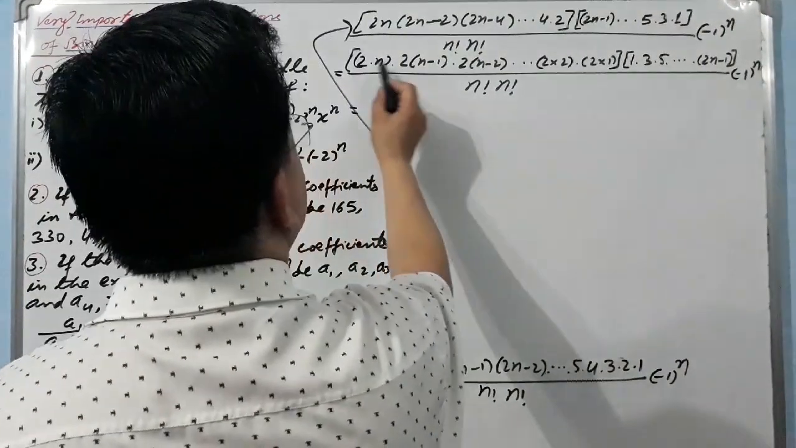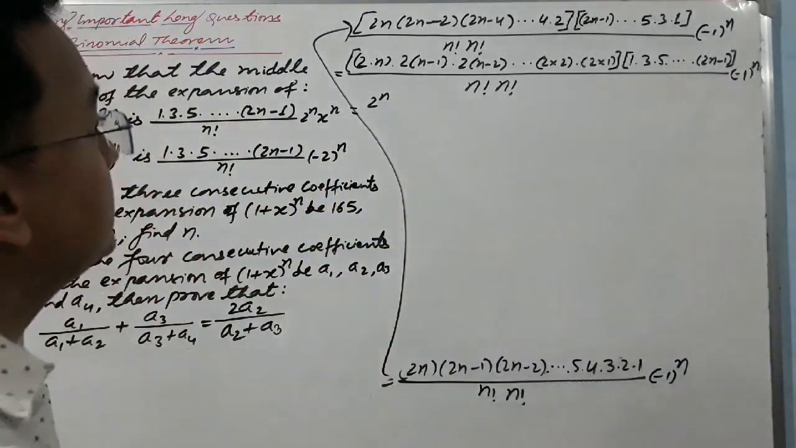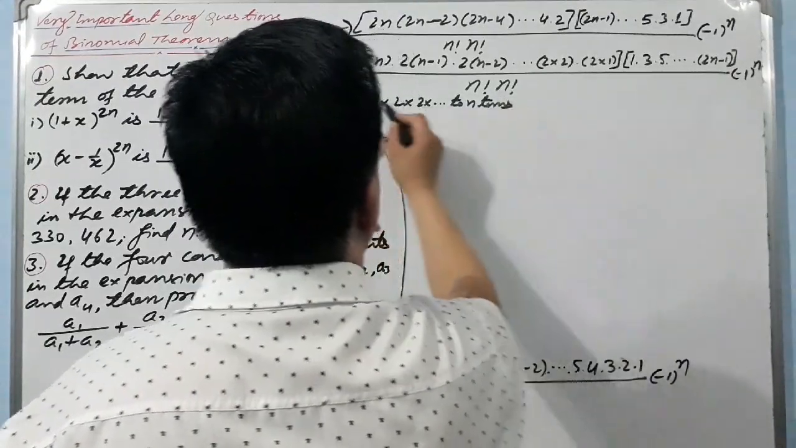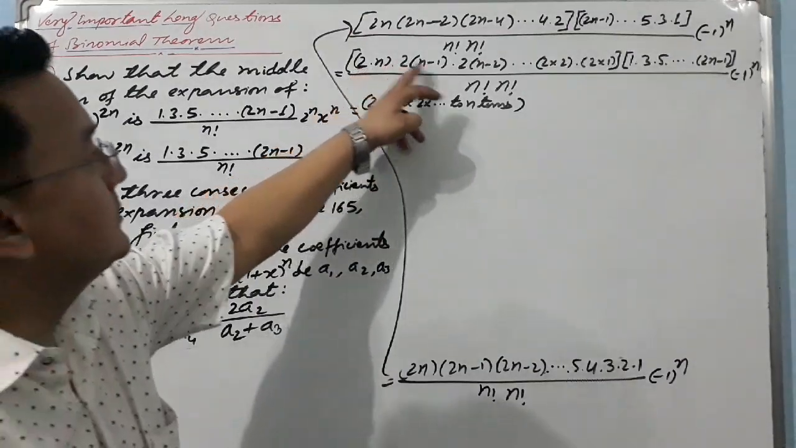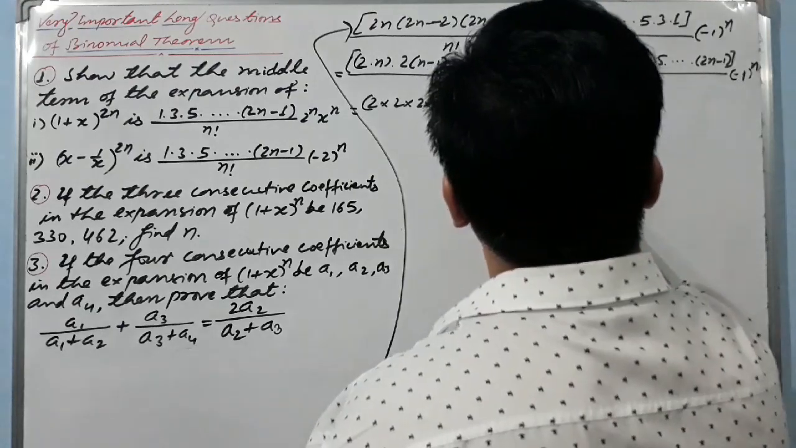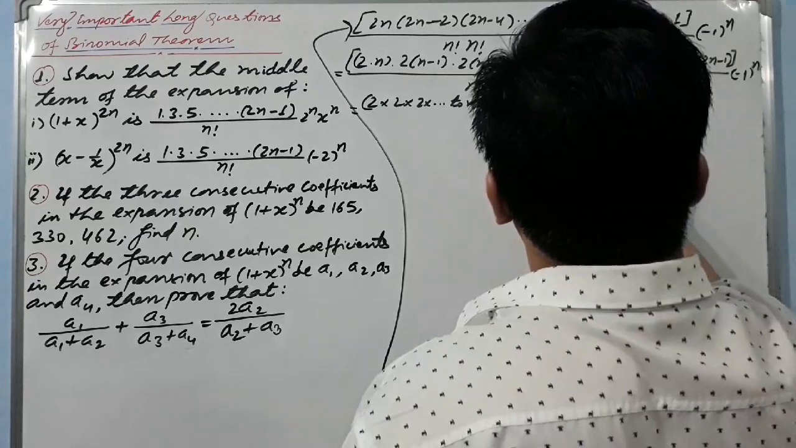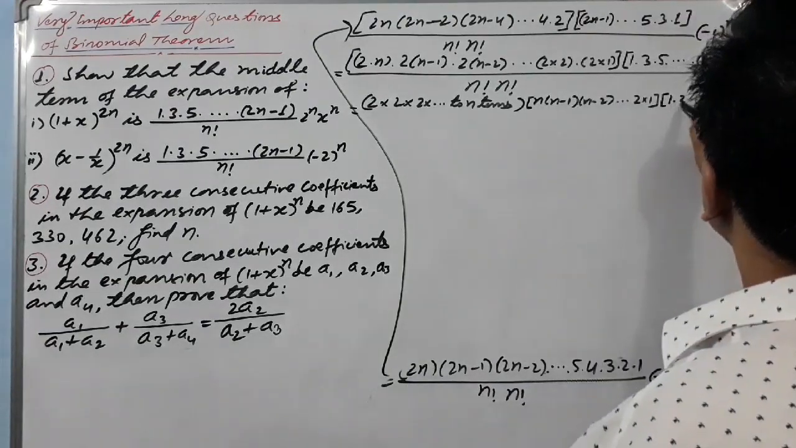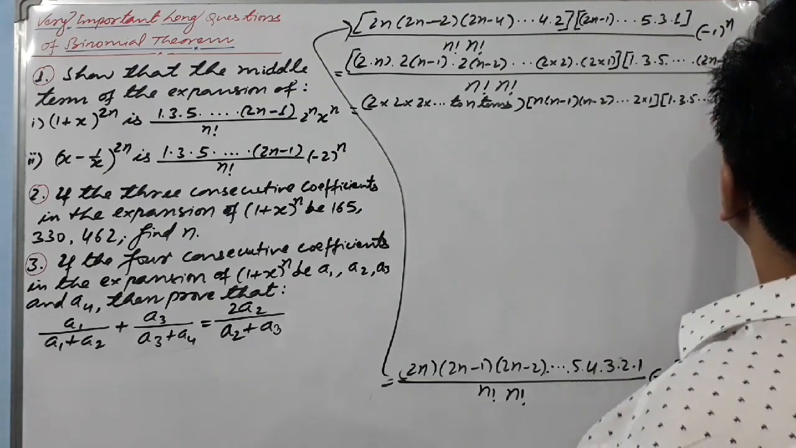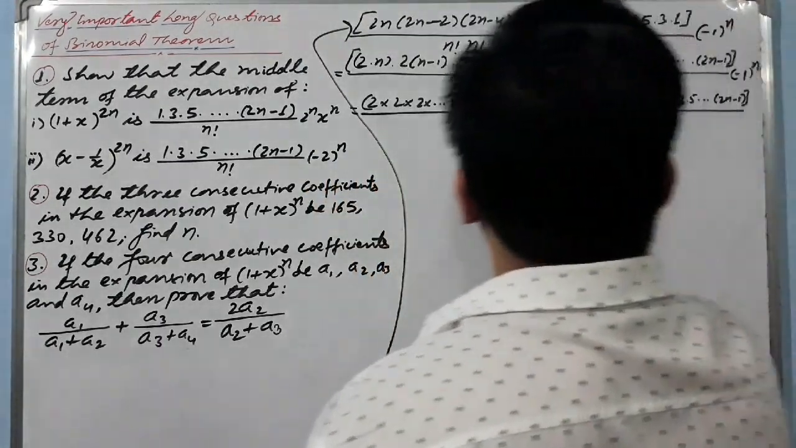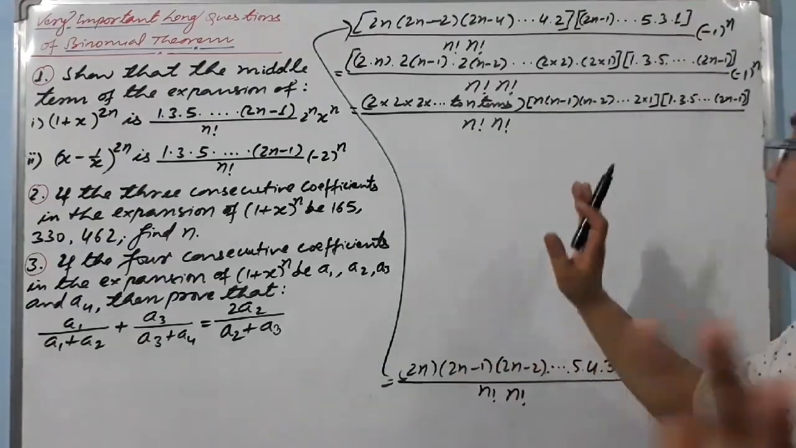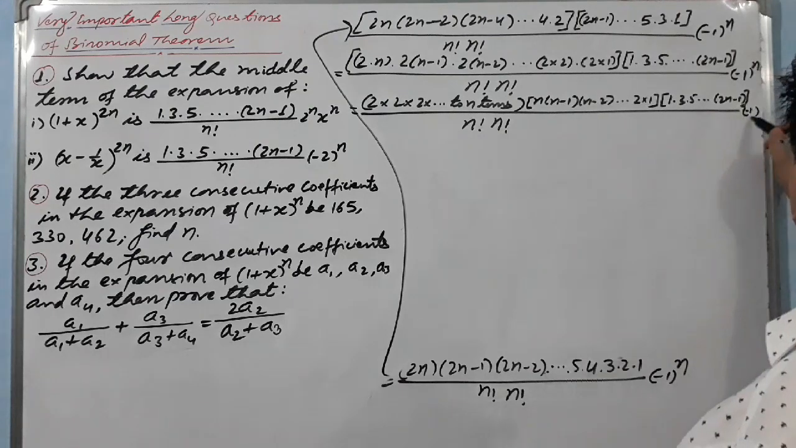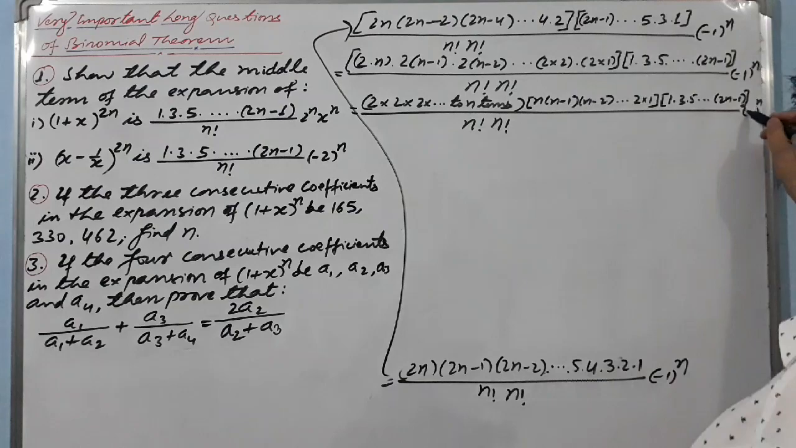So 2 you may write as 2 raised to power n. If you have a problem, you may write 2 times 2 times 2, dot dot, n terms. In the first question I had not told this; here I'm telling you, 2 times 2 times 2. Then here you will get n, n minus 1, n minus 2, dot dot dot, down to 1, and then 1 into 3, dot dot, into 2n minus 1, whole upon n factorial into n factorial, and minus 1 raised to power n.